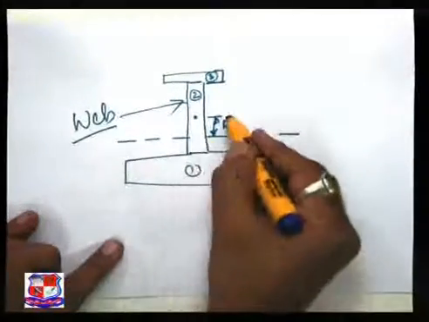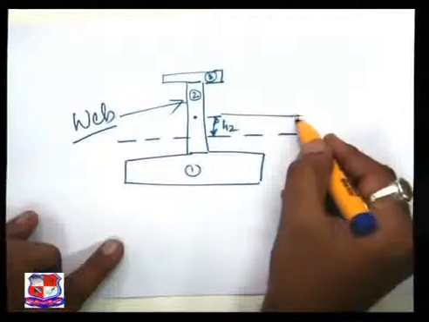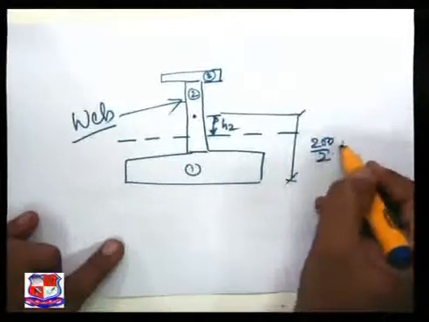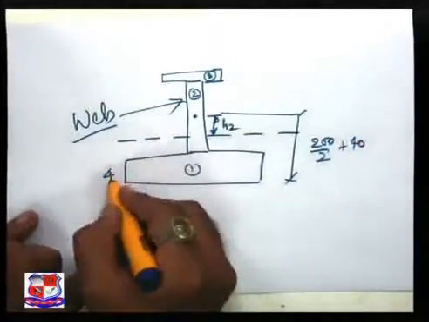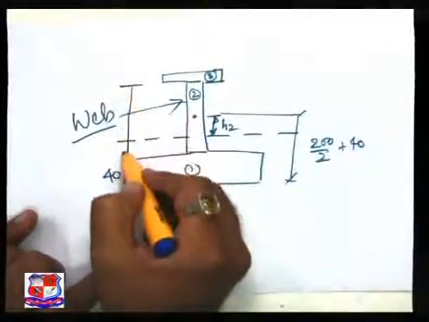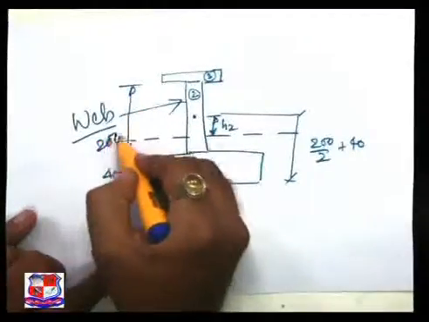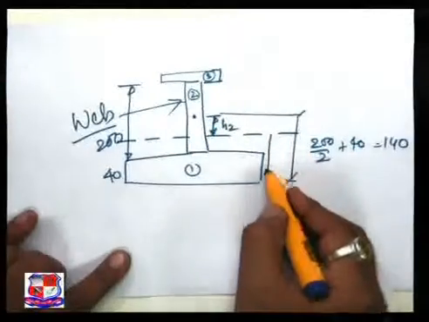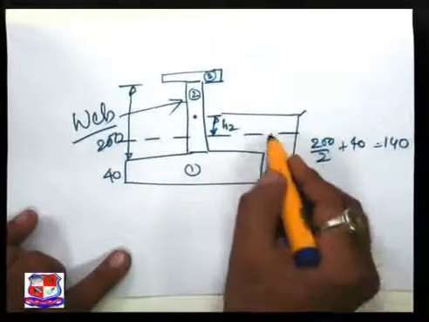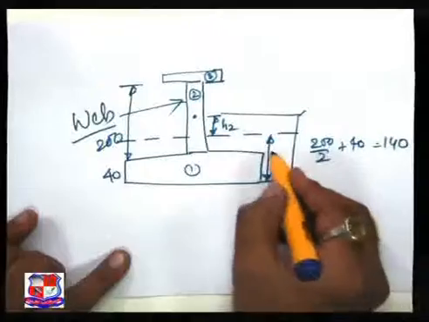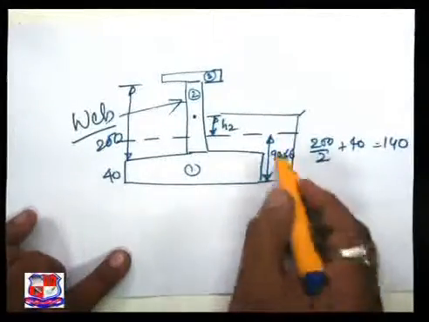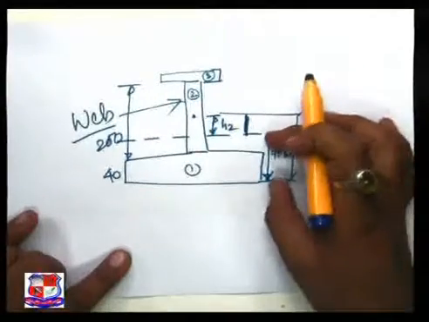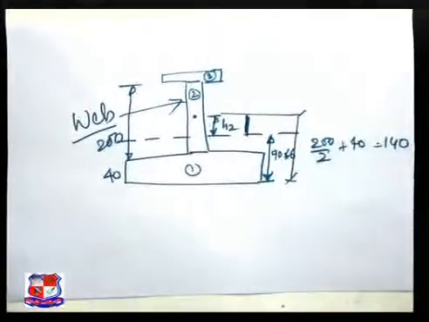What is that? The total distance from the CG is 200 by 2 plus 40, as this is 40 and this is 200, so this is 140. The distance from the neutral axis to the bottom fiber we found as 90.66. So this distance is nothing but this minus this, and we found the value of H2.